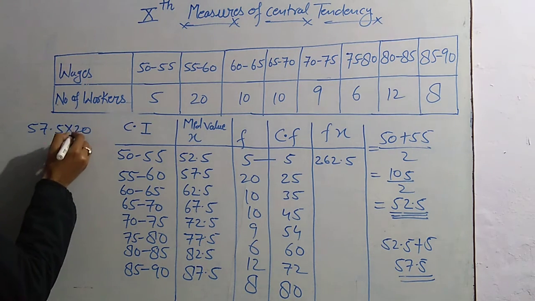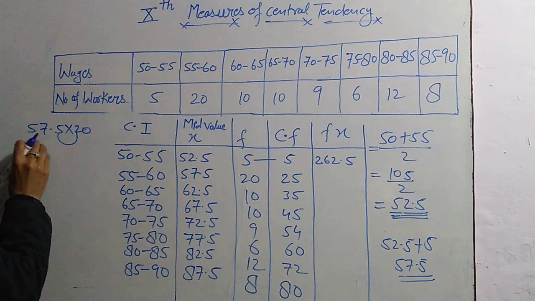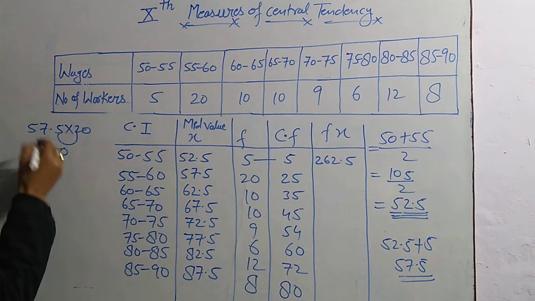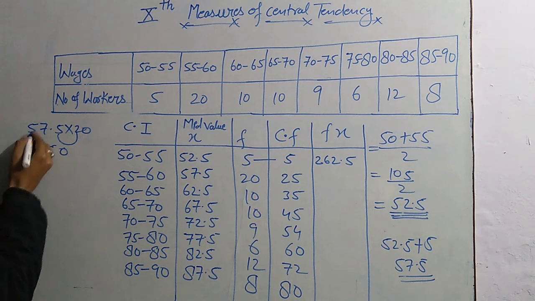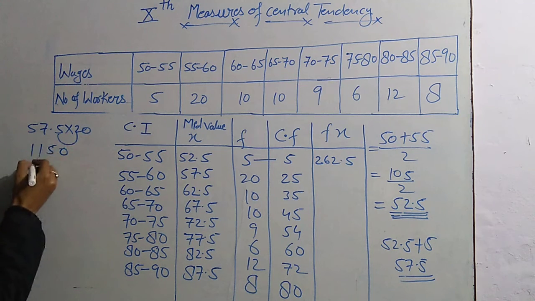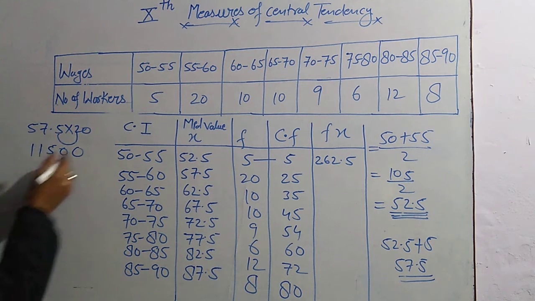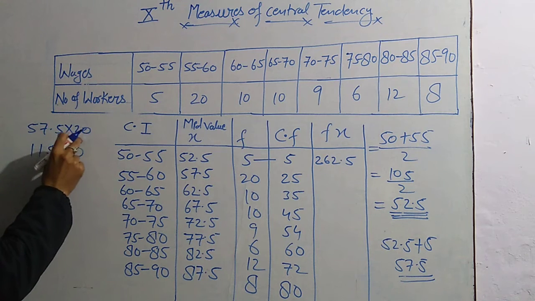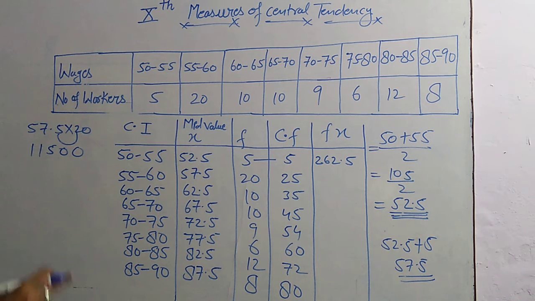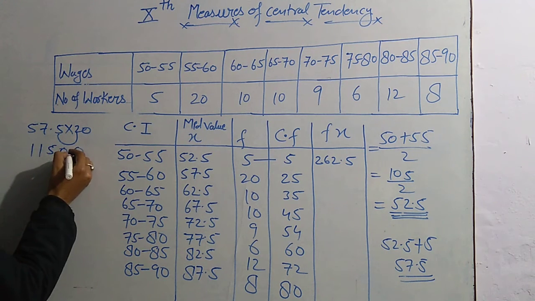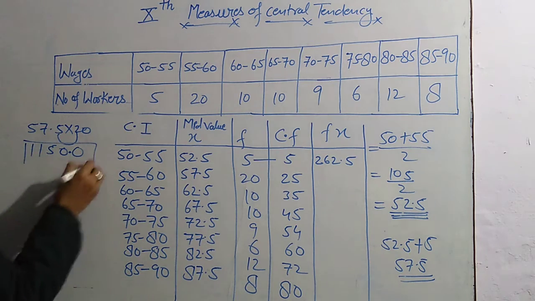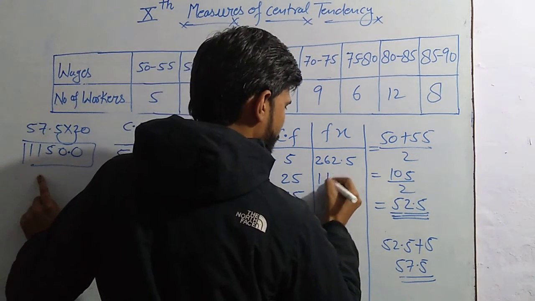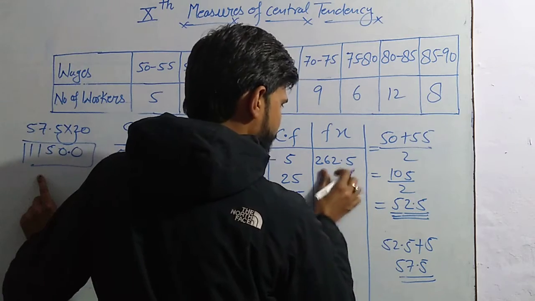Multiplied by 20, it means the given data again multiplied by 2. Then 2 5s are 10, 2 7s are 14, 14 plus 1 is 15, 2 5s are 10, 10 plus 1 is 11, and a 0 is put after, from multiplying by 20, and the decimal is put in one place. Now the value is 1150.